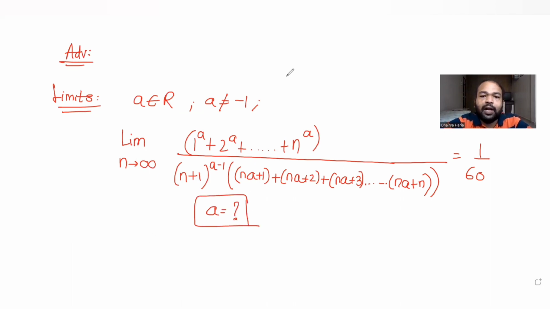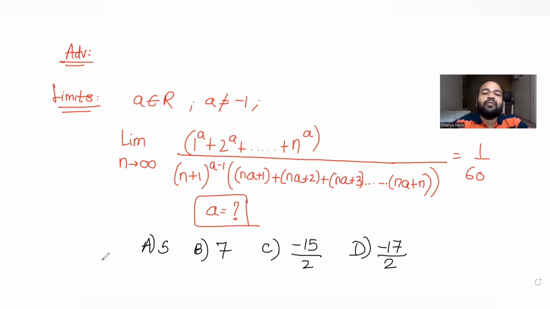There are 4 options given to us. A is 5, B is 7, C is minus 15 by 2, D is minus 17. We need to figure out the values of a. Again, this is a multiple correct answer question, so there can be more than one correct answer. Let's figure out how to solve this type of question.